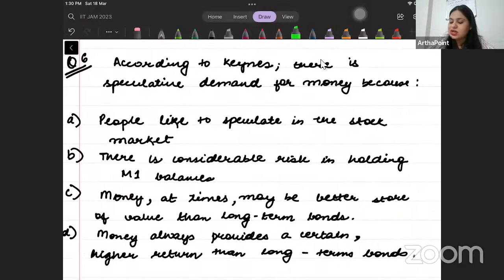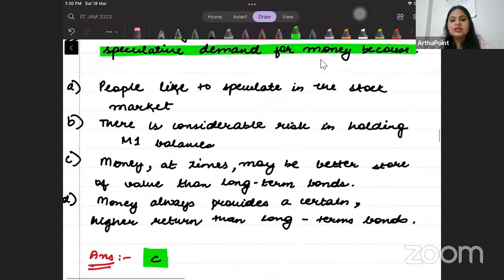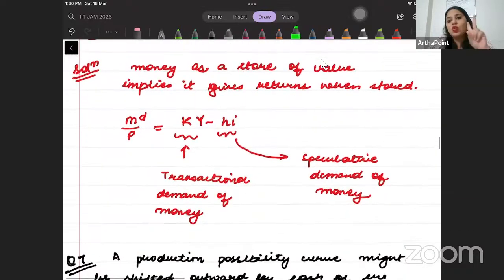According to Keynes, there is speculative demand for money because, see, if you remember, we studied that the demand of money is for two purposes: transactional demand, speculative demand. Transactional demand of money is for our daily needs. That I want to buy vegetables, I want to buy fruits, I want to go ahead and spend in the mall. This is all transactional demand.